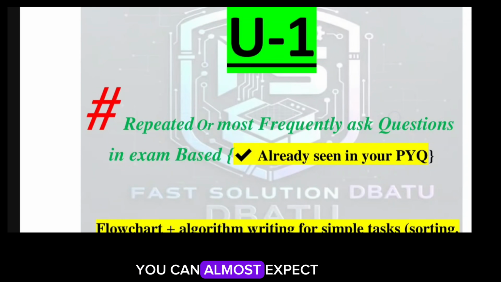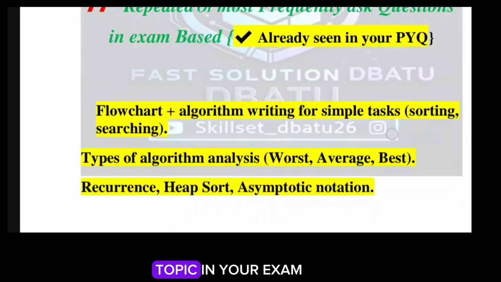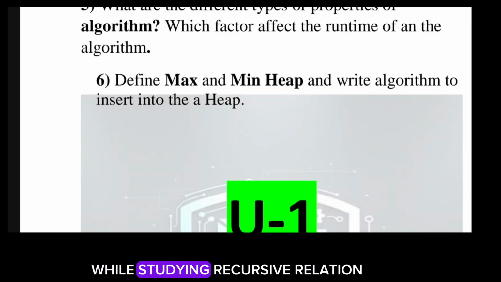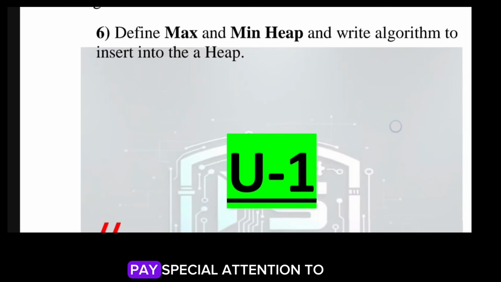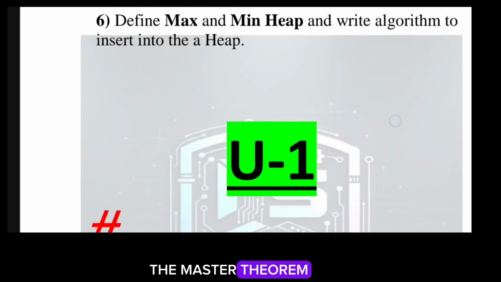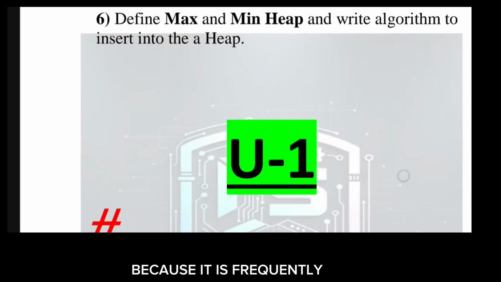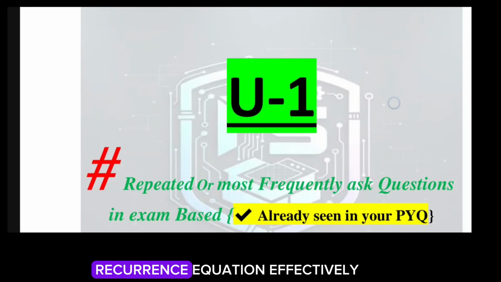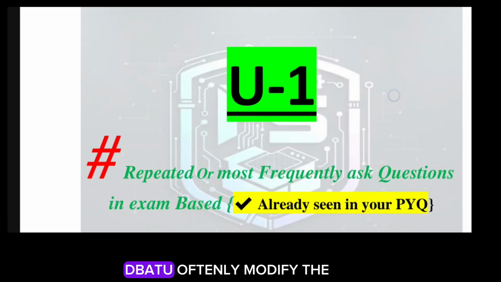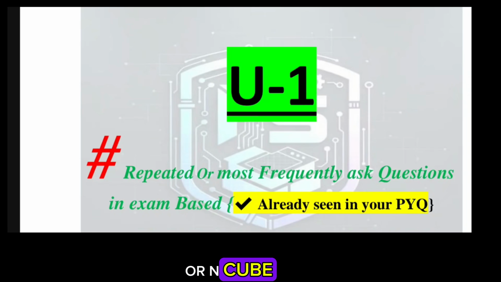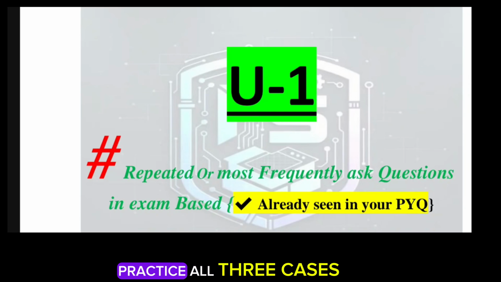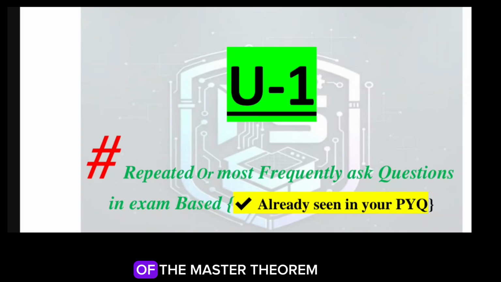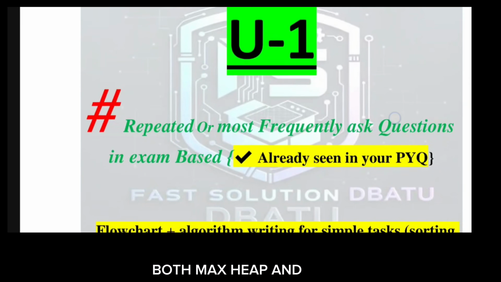Next comes recurrence relation. You can almost expect a question from this topic in your exam. While studying recurrence relations, pay special attention to the master theorem because it is frequently used to solve recurrence equations effectively. Examiners often modify the value of f(n) to n squared or n cubed. So make sure you practice all three cases of the master theorem before your exam.